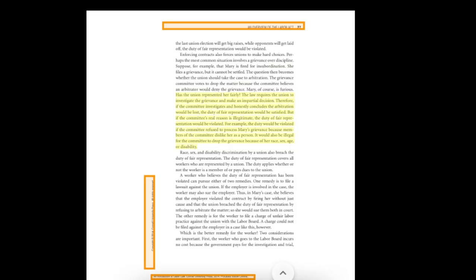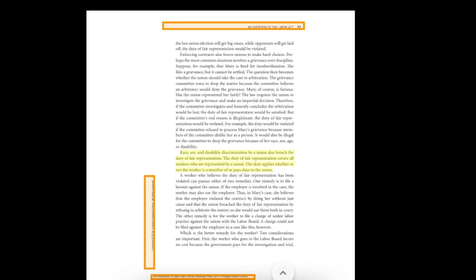The law requires the union to investigate the grievance and make an impartial decision. Therefore, if the committee investigates and honestly concludes the arbitration would be lost, the duty of fair representation would be satisfied. But if the committee's real reason is illegitimate, the duty of fair representation would be violated. For example, the duty would be violated if the committee refused to process Mary's grievance because members of the committee dislike her as a person. It would also be illegal for the committee to drop the grievance because of her race, sex, age, or disability. Race, sex, and disability discrimination by a union also breach the duty of fair representation.